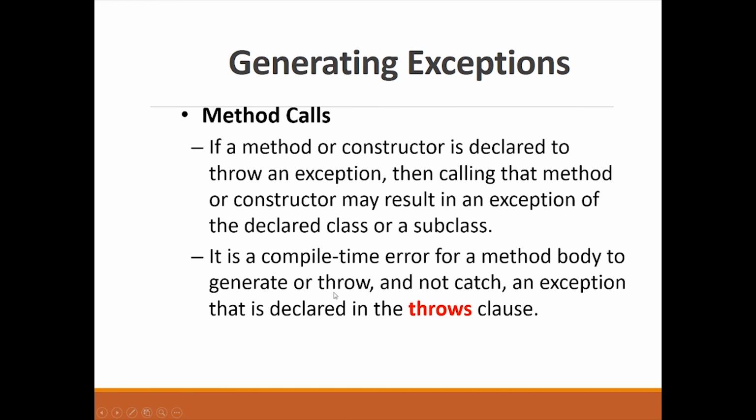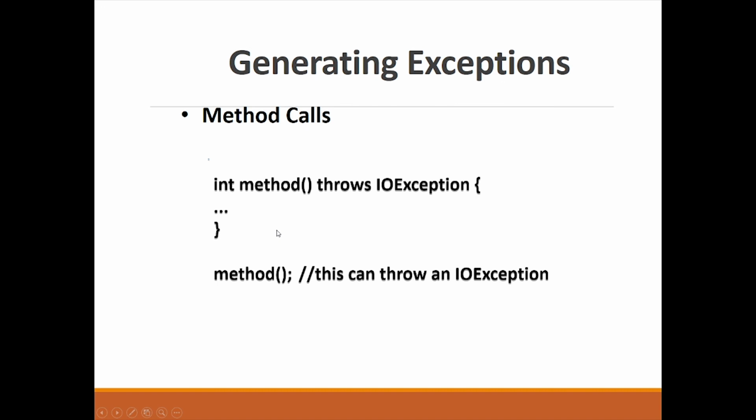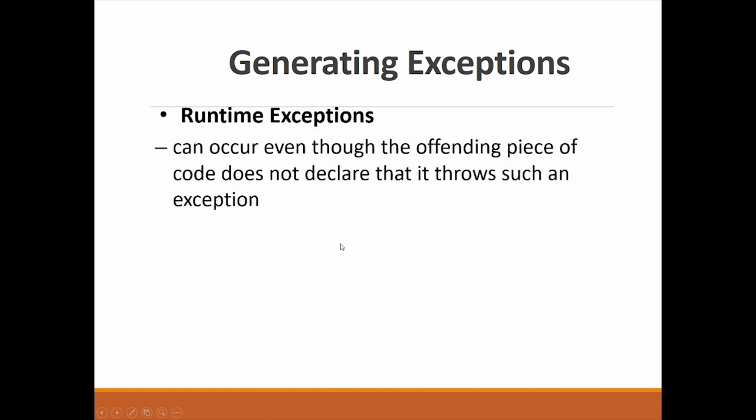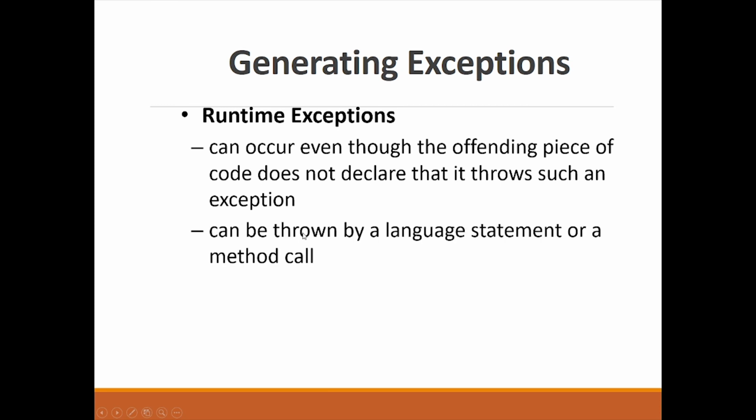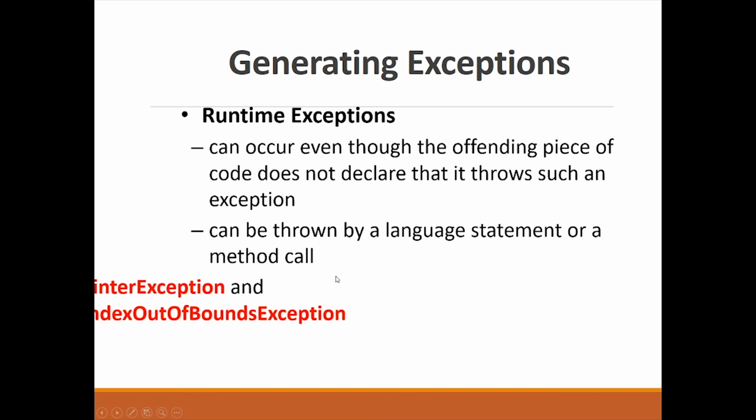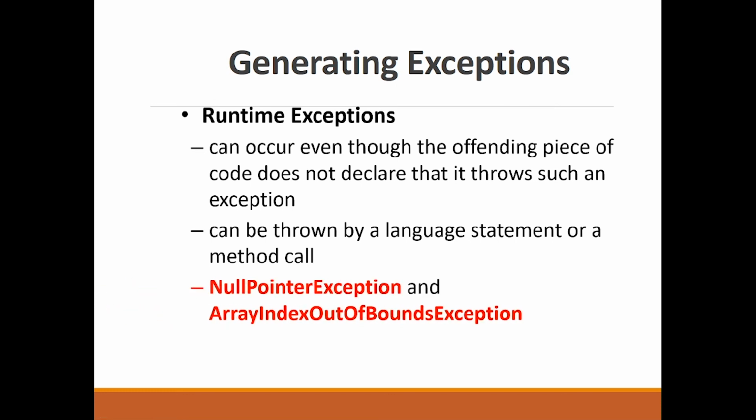This is an example of that one. Okay. So next we have runtime exception. It can occur even though the offending piece of code does not declare that it throws such an exception. It can be thrown by a language statement or a method call. Some of the errors encountered here are the null pointer exception and the array index out of bound exception. The method executes a statement which throws an exception and the method does not itself handle it. So it is not necessary for a method to be declared as throwing such an exception.